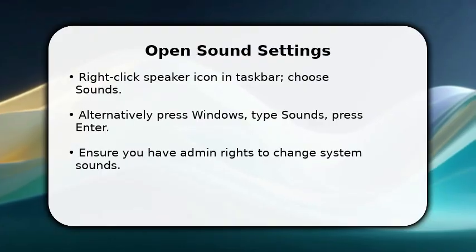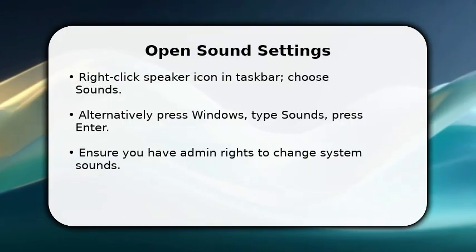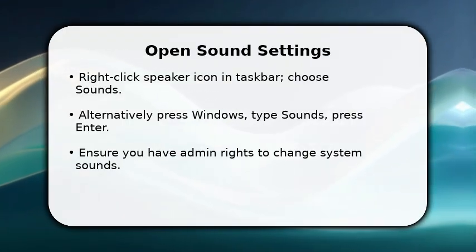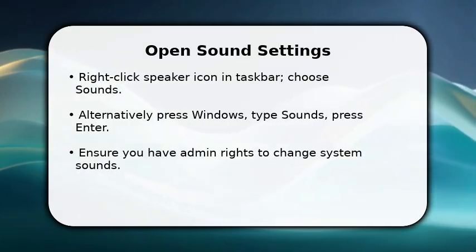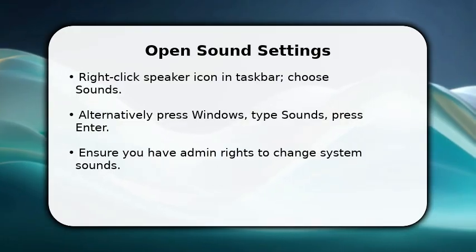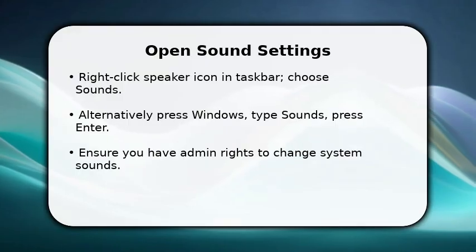Enjoy the video. You start by opening Windows Sound Settings so you can change the Device Connect event directly. Right-click the speaker icon and choose Sounds, or press the Windows key, type Sounds, and press Enter. Once done, make sure you are on the Sounds tab and that system sounds are not muted. You need that access to preview changes.